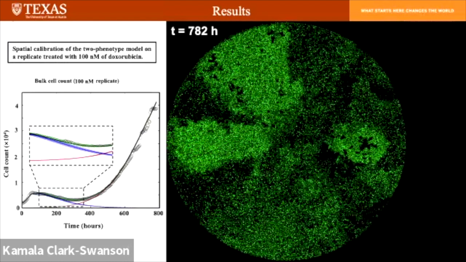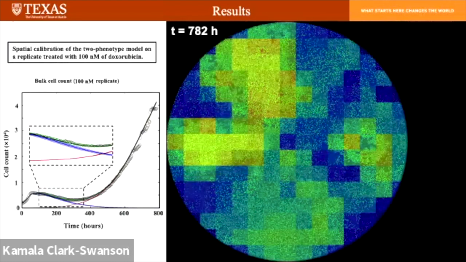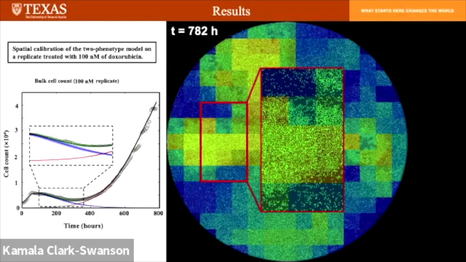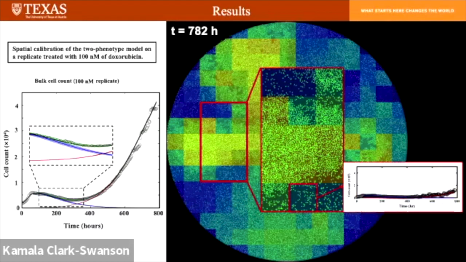I can take this and superimpose my cell density map. And this is what we calibrate the model on. For instance, I can blow up this area right here and take a look at this pixel. You can see the cell count, and maybe you can't see real well, but you can see the model being calibrated here as well.